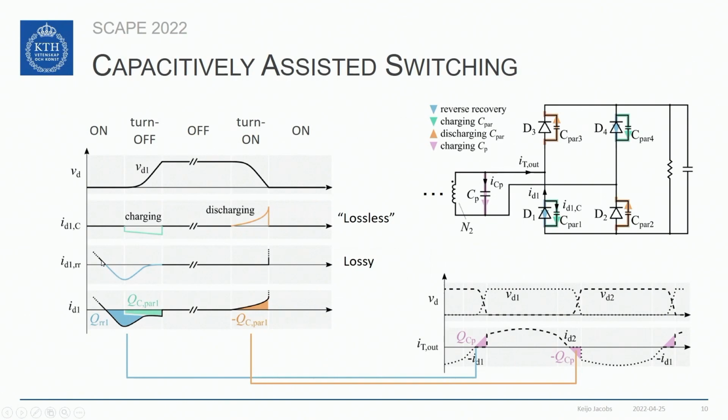On the other hand, the reverse recovery, which is shown here in blue, is a lossy process. And if we superpose all of these waveforms, we get to this waveform where you can see the reverse recovery with the peak and the tail, superposing the charging of the parasitic capacitance of the diode. And during turn on, the parasitic capacitance discharges again.